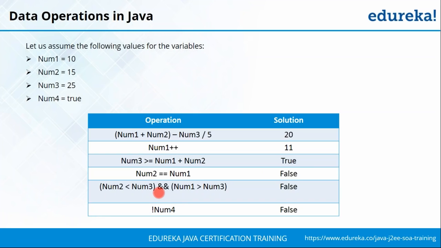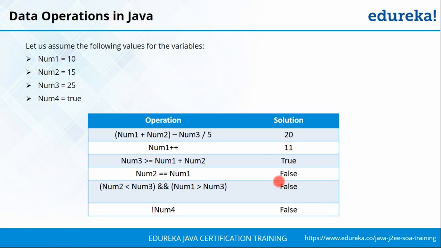And finally, you're using a logical AND operator here. So is num2 lesser than num3? Yes, it is. 15 is less than 25. And then you're going to check, so one of my conditions is true. Then when you come to the right hand side of the operator, is num1 greater than num3? No, that is false. Therefore, I have true and I'm going to perform an AND operation with a false value, and this is going to give me a false output.